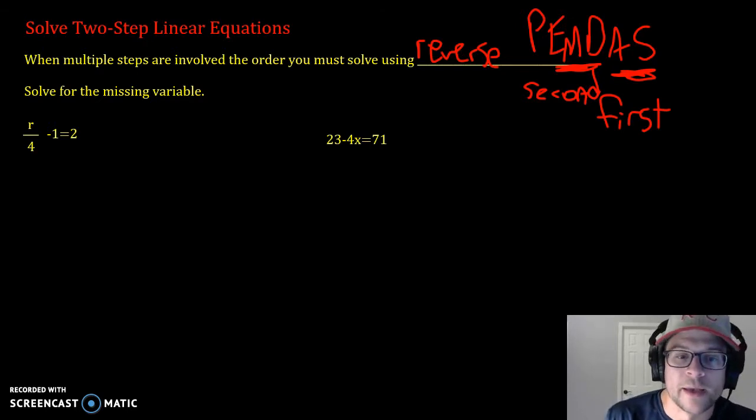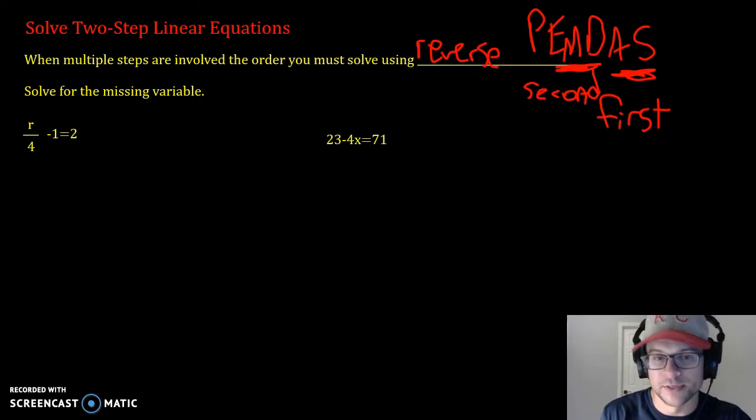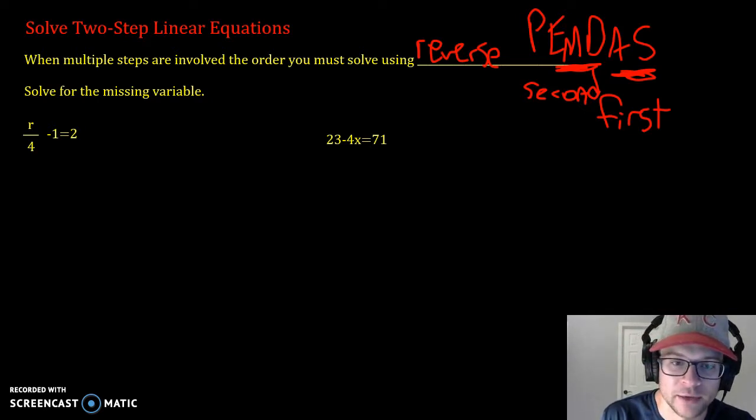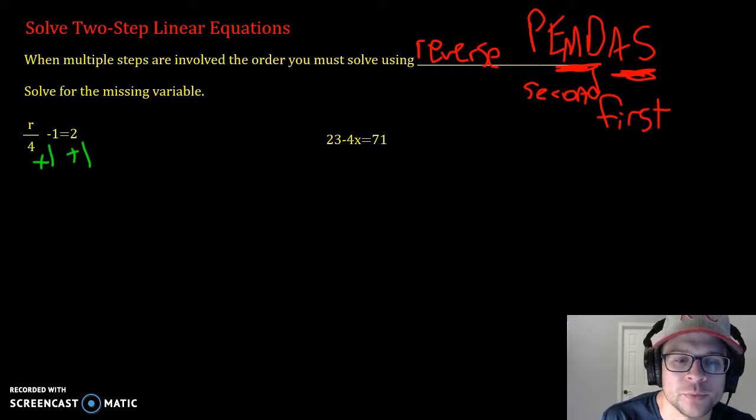So we have two different things happening to the r. It's being divided by 4, and then it's being subtracted by 1. In order to solve for this r and isolate it by itself, you have to add and subtract first. So this negative 1 is a subtract. To do the opposite of what you see, you add 1 to both sides. Negative 1 plus 1 is 0, and we are left with r over 4 equals 3. 2 plus 1 is 3.